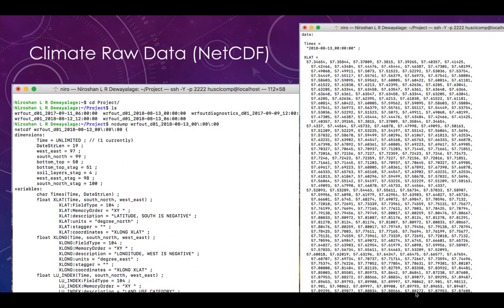So see, this is climate raw data. It's a NetCDF file. It has global variables and its own variables and thousands of lines of data. And it's so hard for you to understand by looking at this, and it's so hard to extract anything by looking at this.